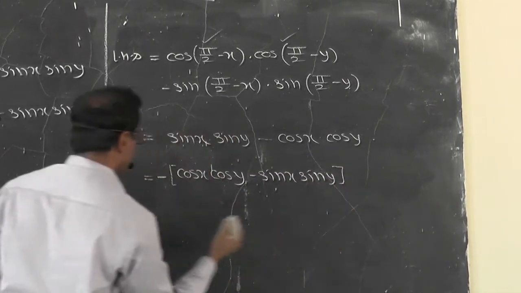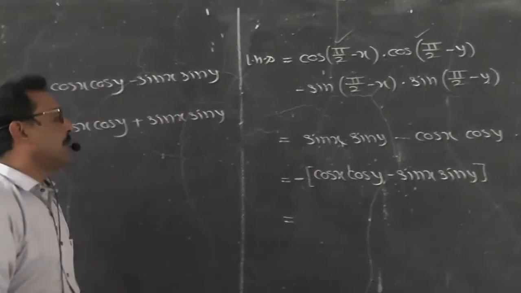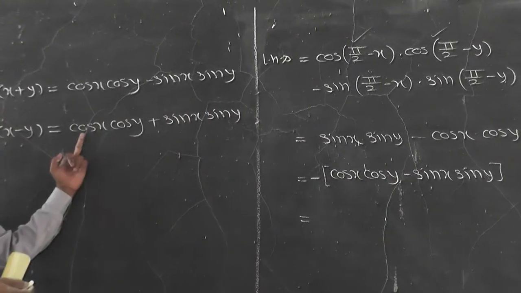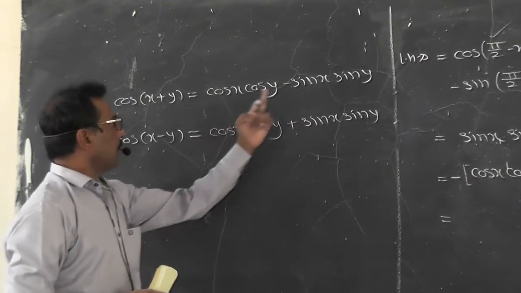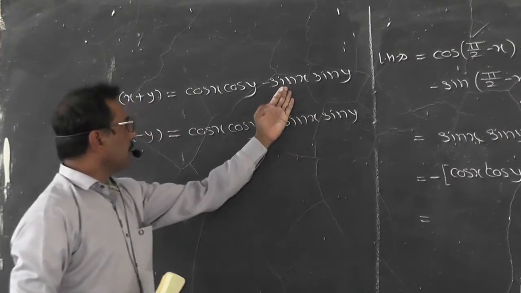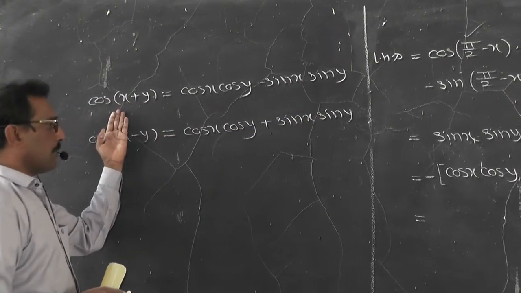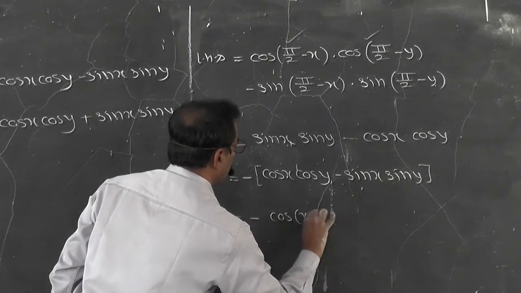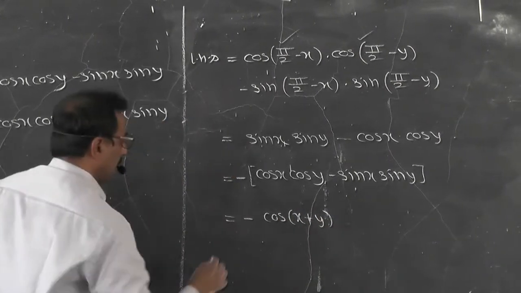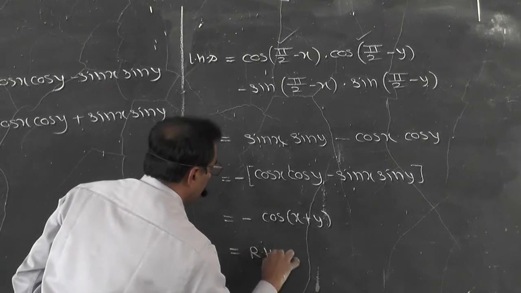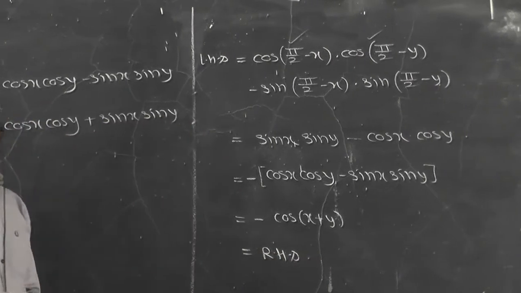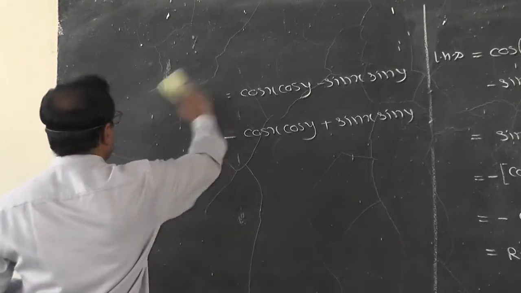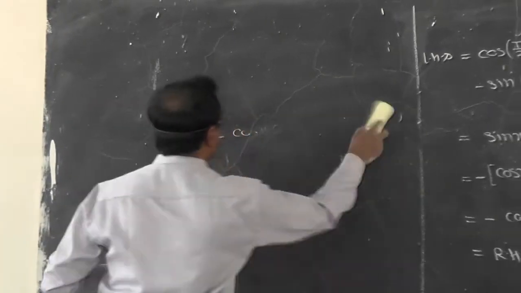If we take minus common, I think you have the formula now. What is the formula for cos x cos y minus sin x sin y? It is the formula of cos of x plus y. So we can write this as minus of cos of x plus y, and I think it is your required RHS. I think these problems are very straightforward and clear-cut. These are very simple problems.